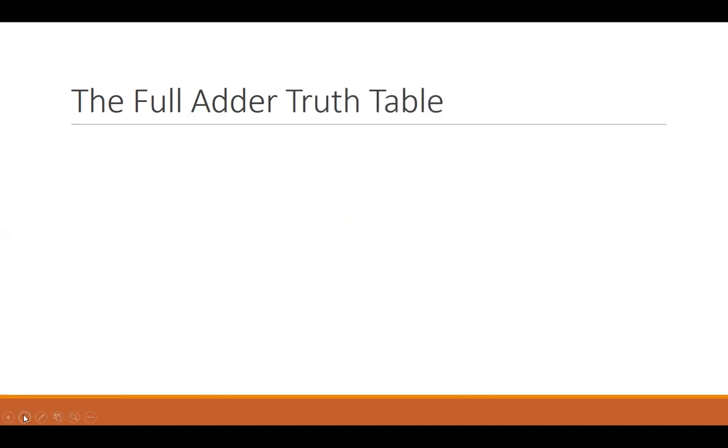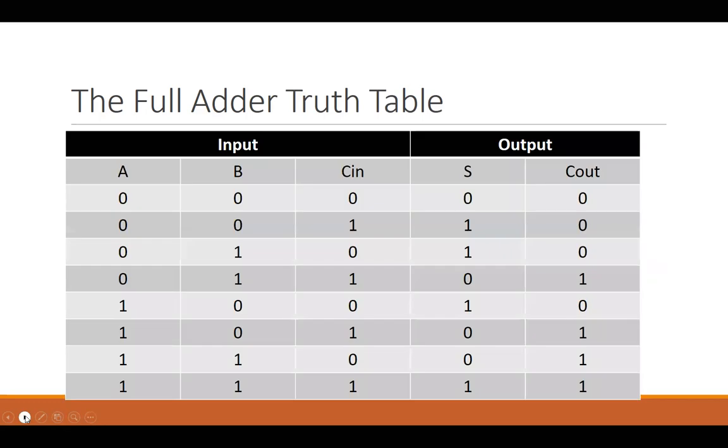Now let's explore the possibilities with the help of a truth table. In the input section, I have an A and B and a carry in, and in the output section, I have a sum bit and a carry out. The names are important because the diagrams and expressions are going to be proved using these names.